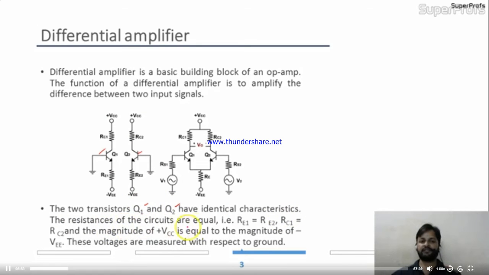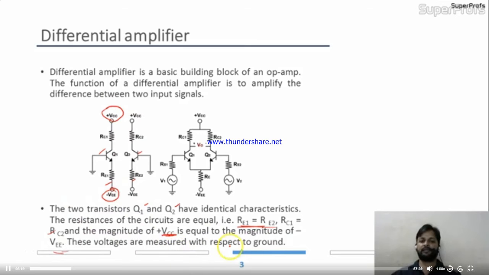The resistances of the circuits are equal, meaning RE1 is equal to RE2, and RC1 is equal to RC2 also. Means all are the same values. And the magnitude of plus VCC is equal to the magnitude of VEE, though we are applying VEE negative and VCC positive, but the magnitudes of both of them are the same.